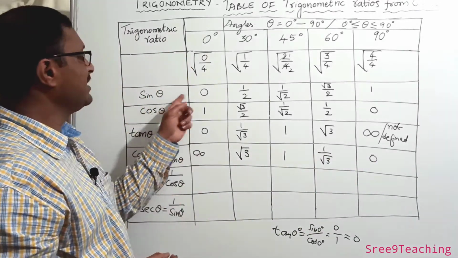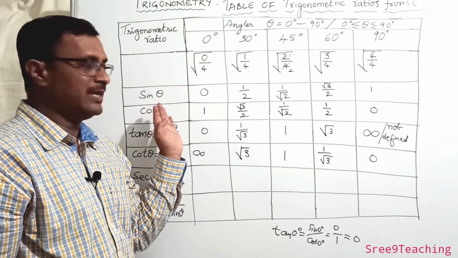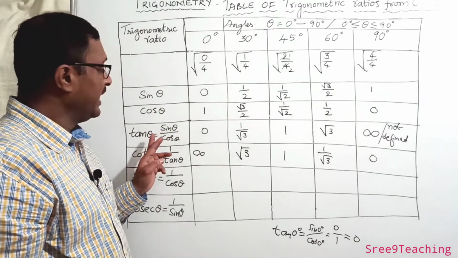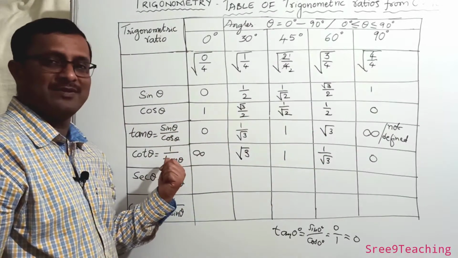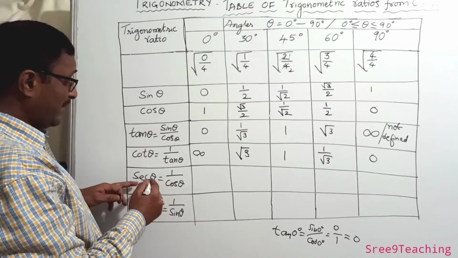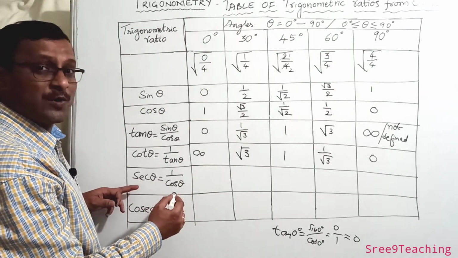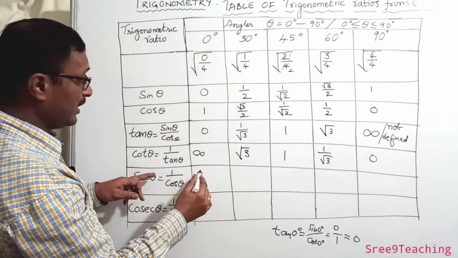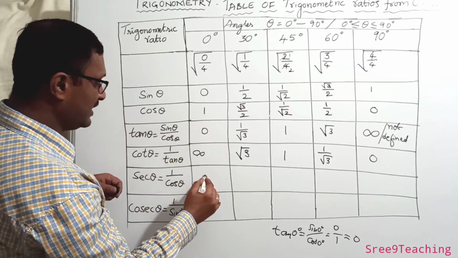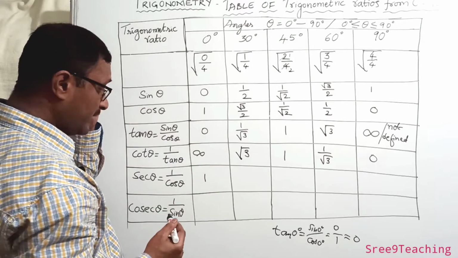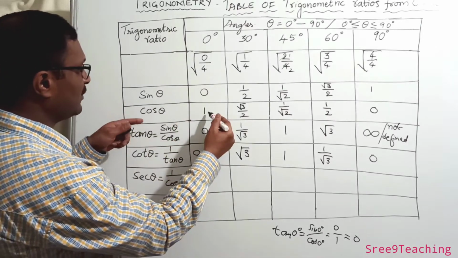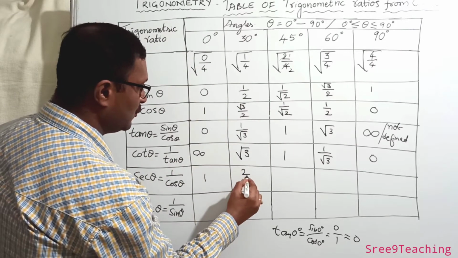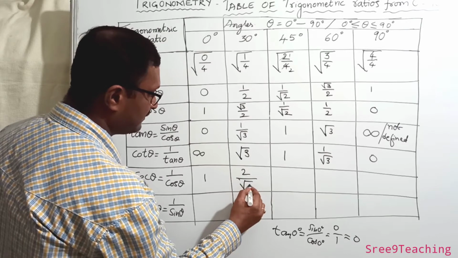If you reverse sine values, you will get cos values. If you divide sine values by cos values, you will get tan values. And if you reverse tan values, you will get cot values. Now coming to secant. Secant is 1 by cos. Sec 0 is nothing but 1 by cos 0. Now 1 by cos 0, 1 by 1 is 1. Or simply you write cos values reciprocal. So 1 by 1, and root 3 by 2 reciprocal is 2 by root 3.